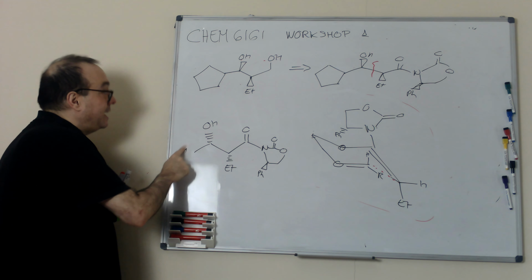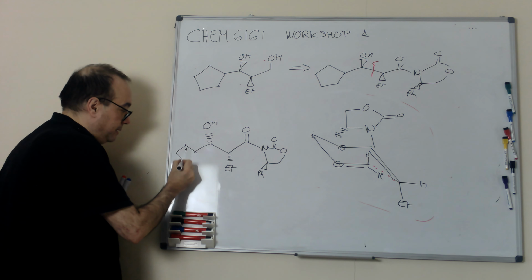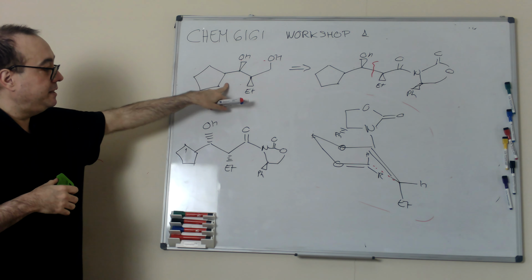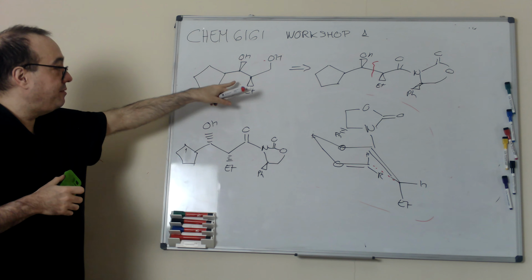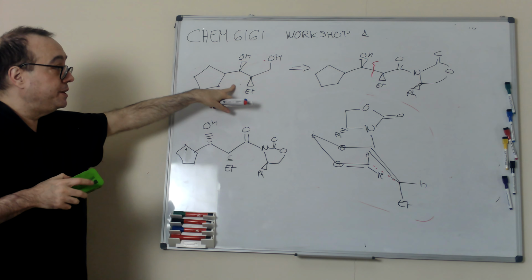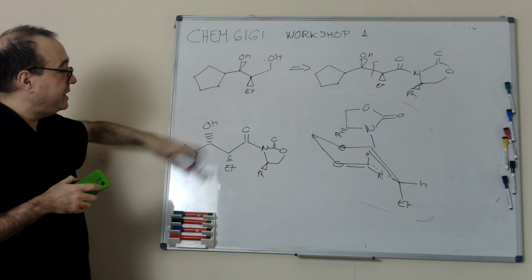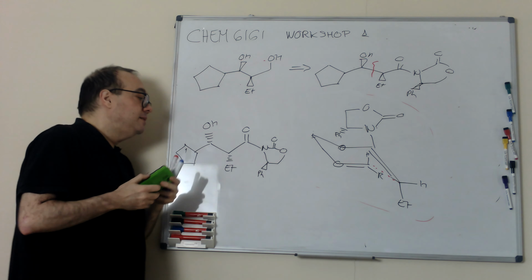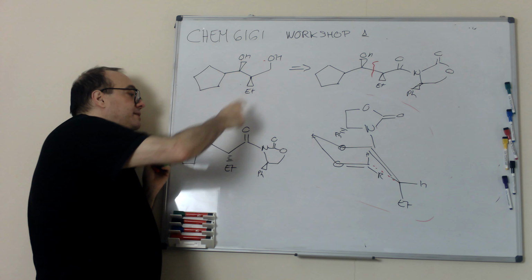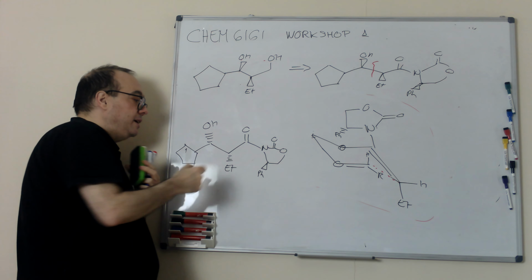I substitute the R for the substituent, that is the cyclopentane. Is this the same anti-selectivity as this? Obviously not. I have the same diastereomer. If you have a different diastereomer, we are doing something wrong. We have the same diastereomer, however we have the opposite configuration. Here the OH and the ethyl are up, and here the OH and the ethyl are down.